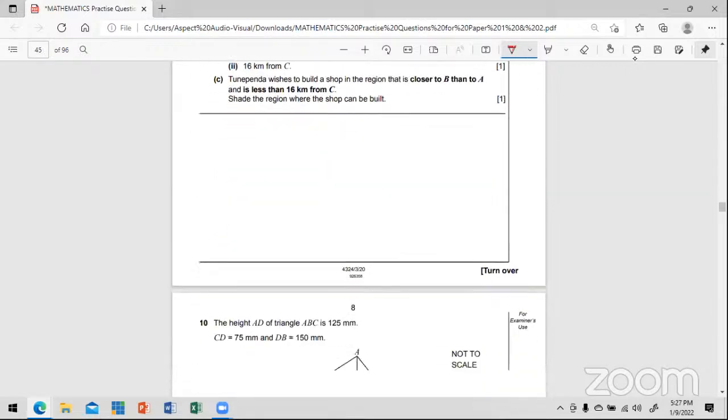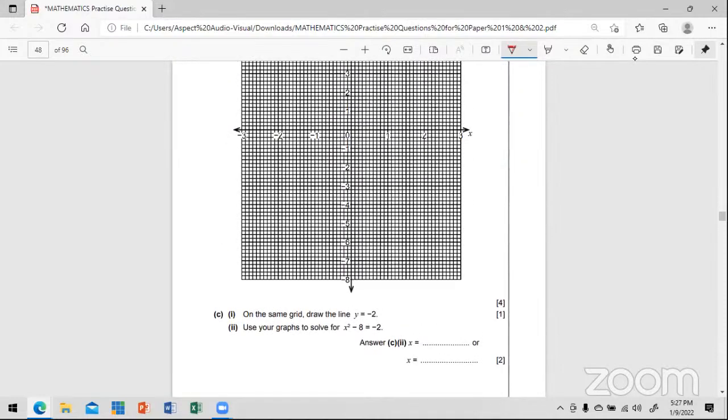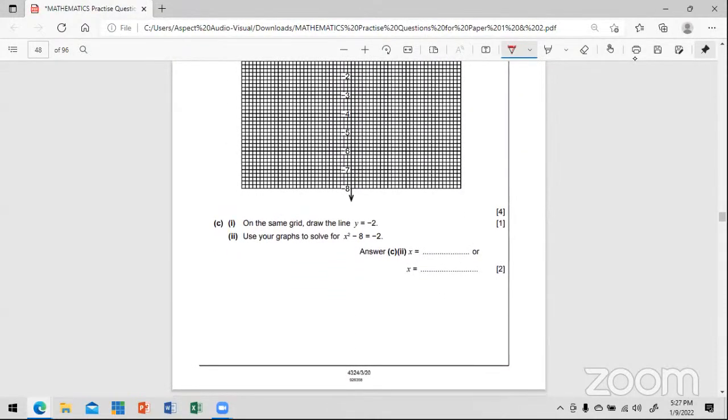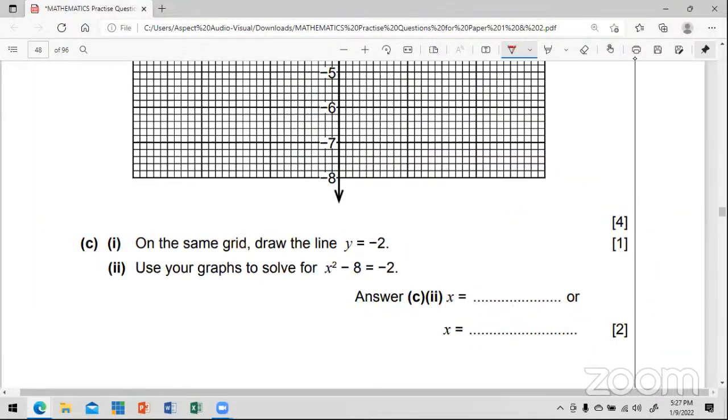So on the graphs of functions, they sometimes ask you to draw a tangent and then estimate a gradient on the tangent. Okay, so if you have something like this, you've got a graph like this.